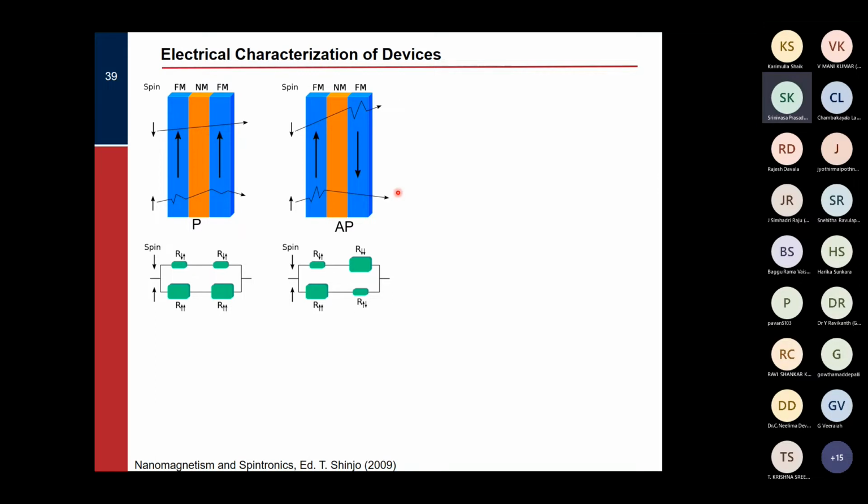Now, what is so big about it? Just think of this. I have created a simple tri-layer structure, and just by controlling the magnetic state, that means creating a parallel and anti-parallel configuration, I can actually create two different resistance states, one high and the other low. So I can simply use it as an on and off state. It's like a valve, where I am allowing something to flow and I am not allowing. So these kinds of structures are called spin valve structures.